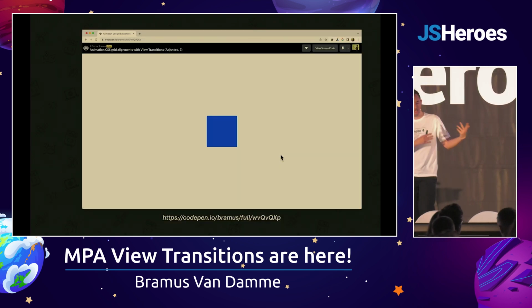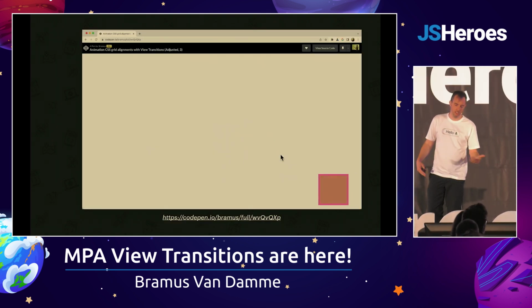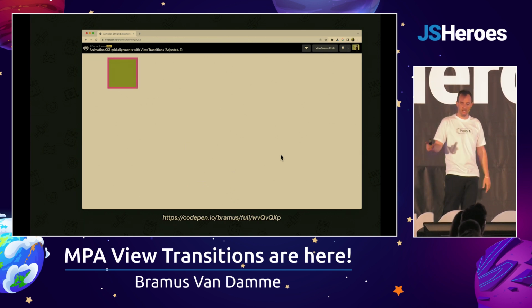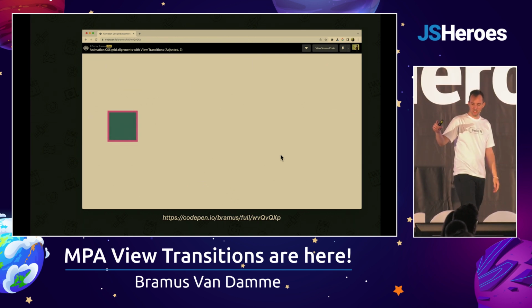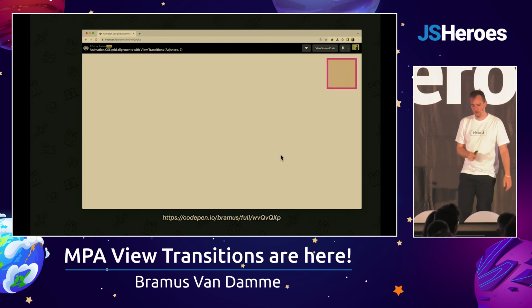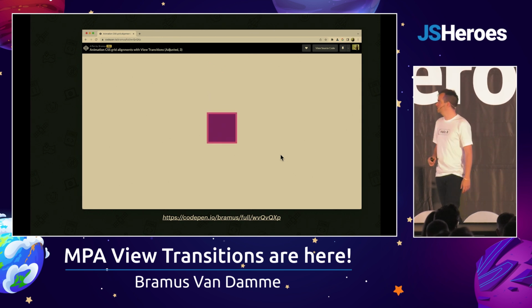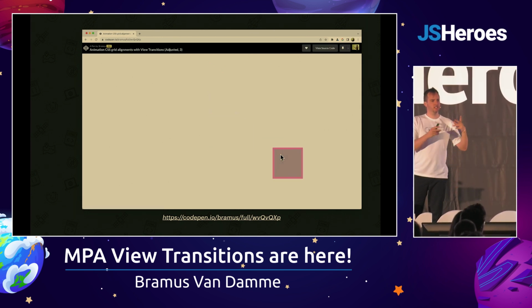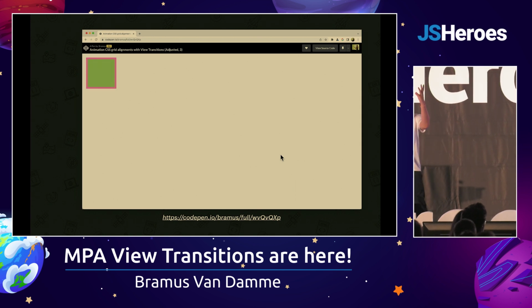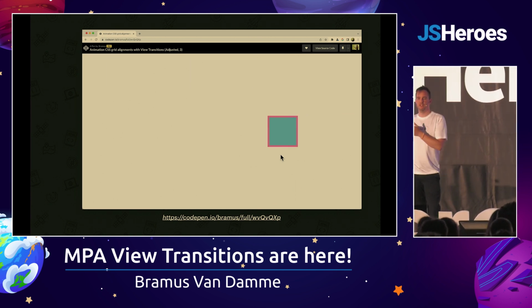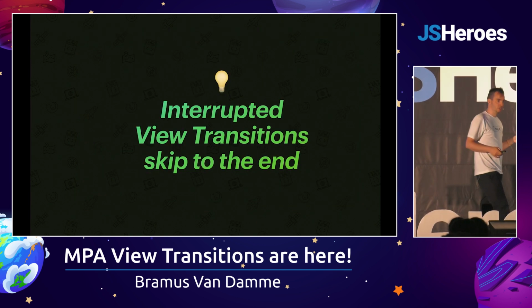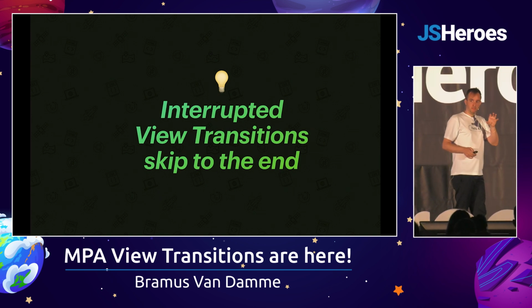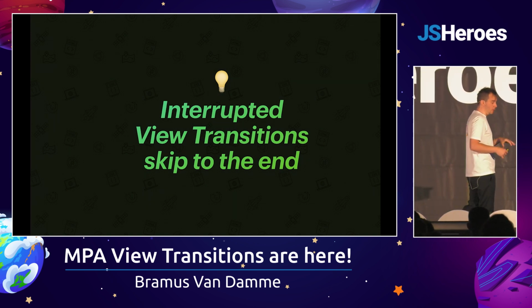So I click, it moves, I click, it moves, I click, it moves, I click, it moves again, and so on. And then I can rage click. I think I'm rage clicking. Yeah, we all do that, right? Submit, submit, submit. One thing you might have noticed though, if I have a view transition running and I click and then I start a new view transition, the old view transition will skip to the end. This is how it is now.